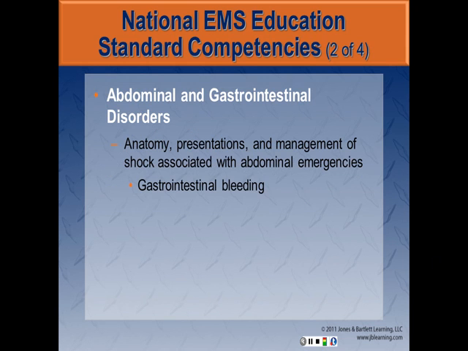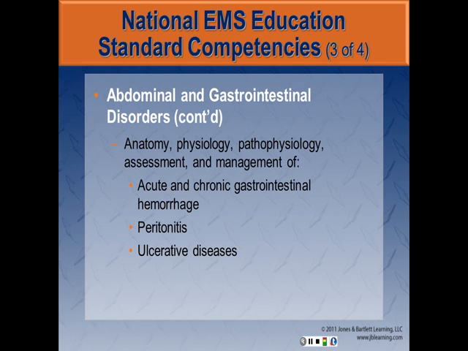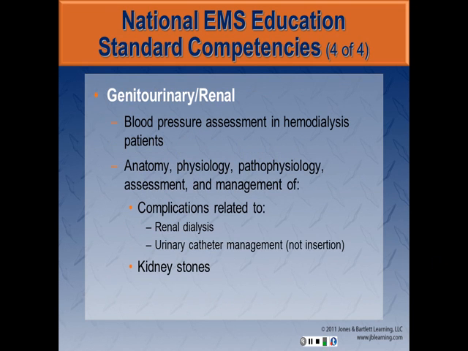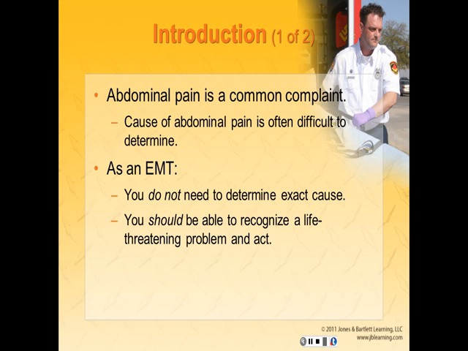Regarding abdominal and GI disorders, you will understand the anatomy, presentations, and management of shock associated with abdominal emergencies, and this includes GI bleeding. You will also have an understanding of the anatomy, physiology, pathophysiology, assessment and management of acute and chronic GI hemorrhage, peritonitis, and ulcerative diseases. Regarding genitourinary and renal, you will understand blood pressure assessment in hemodialysis patients, anatomy and physiology, pathophysiology, and assessment and management and complications related to dialysis, and urinary catheter management, as well as kidney stones.